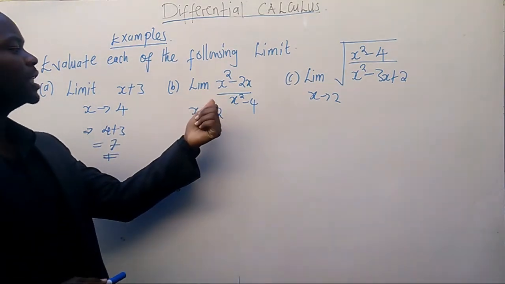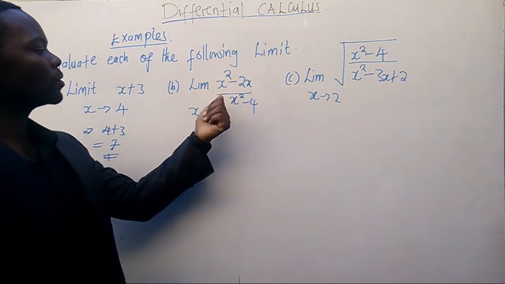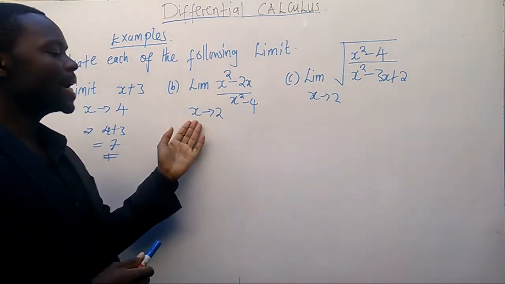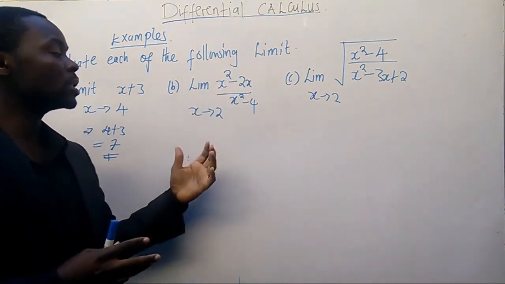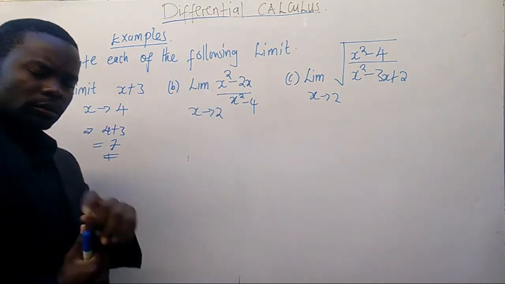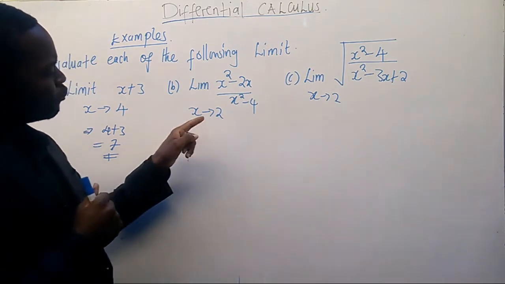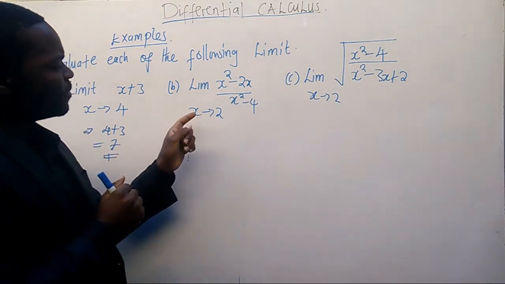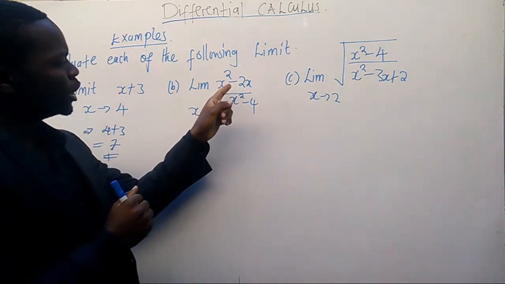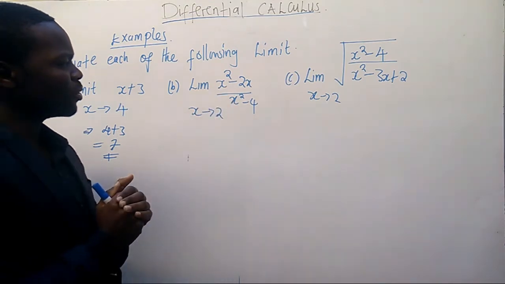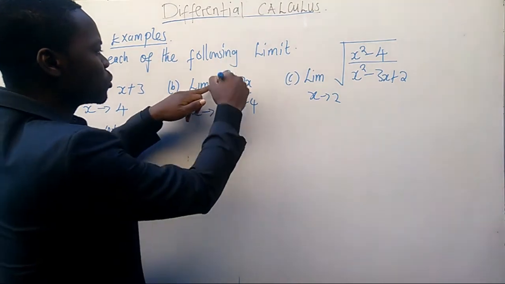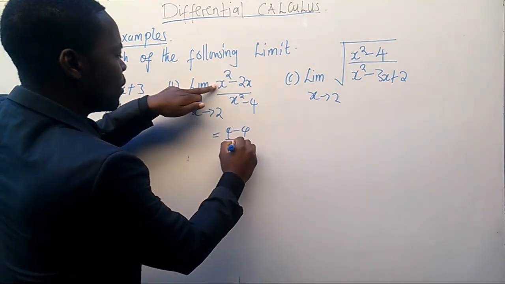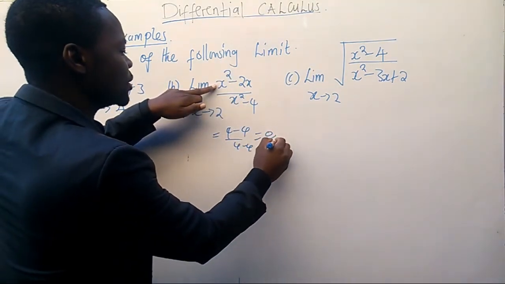Let's go to B. In B, we have the limit of x squared minus 2x over x squared minus 4 as x approaches 2. What is the value of our limit L in this case? Try to notice something. If we substitute the value of 2 directly for x in this fraction, what are we going to have? 2 squared is 4, minus 4, over 4 minus 4. We are going to have 0 over 0.